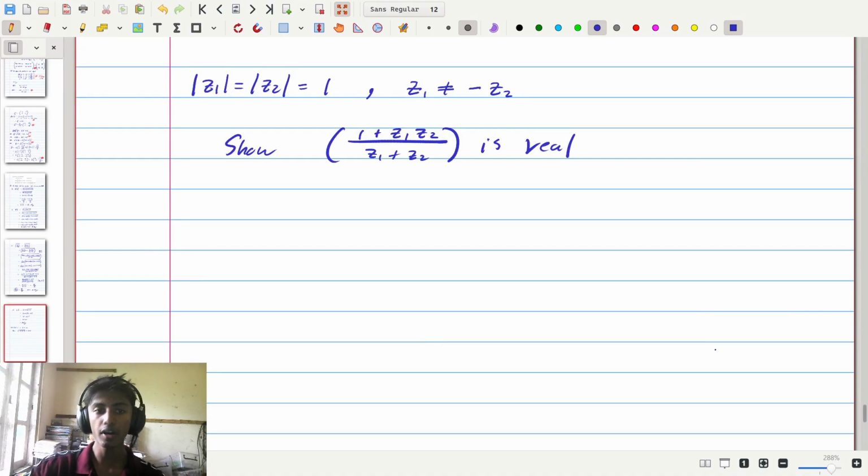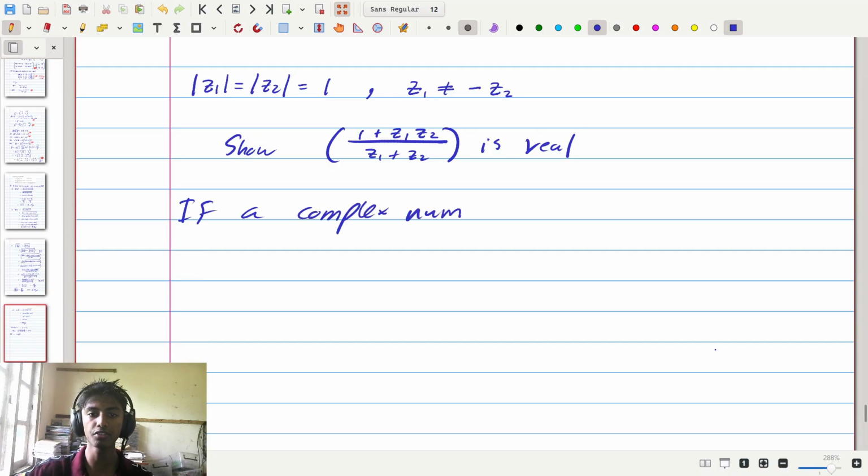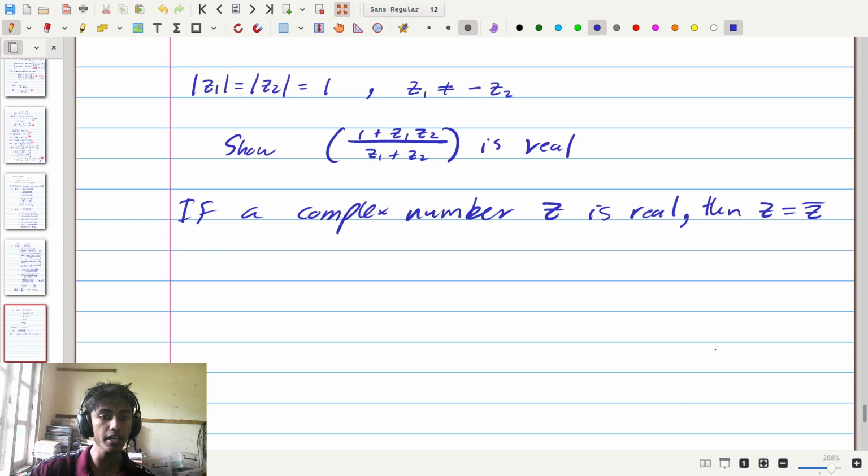To start off, I'm going to write the condition that if a complex number, let's say the complex number is z, if a complex number z is real, or an element of the real numbers, then as we discussed, z must be equal to z conjugate, or rearranging, we can get the equation z minus z conjugate equals 0.